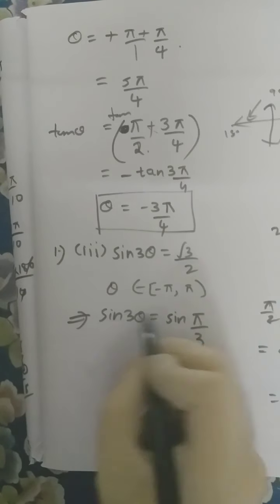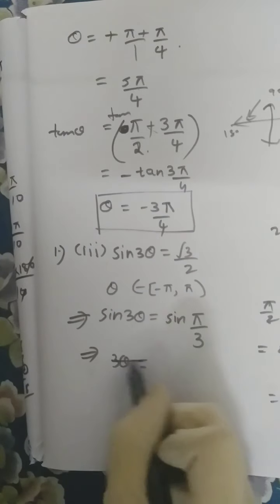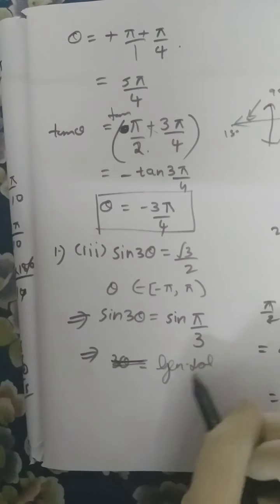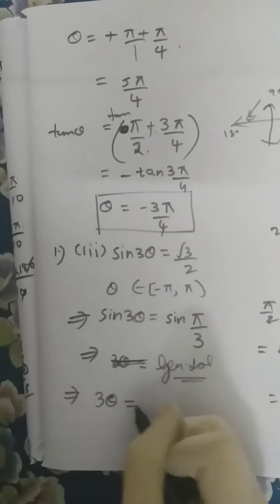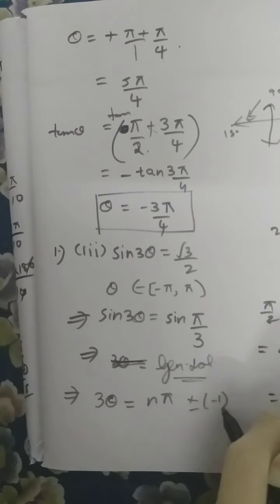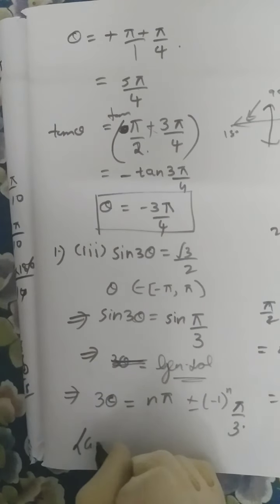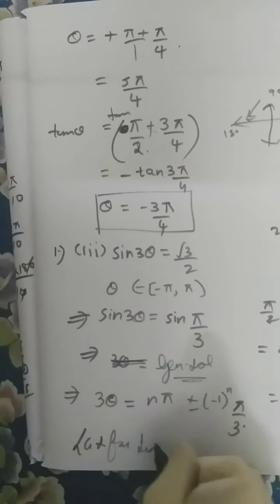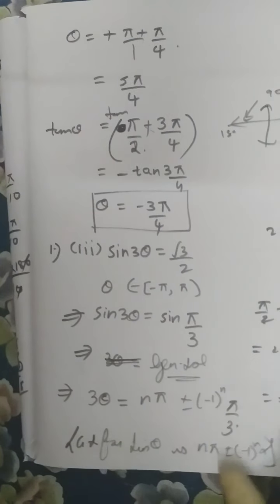Now I can write the general solution of my equation for sine. Remember the general solution formula: here 3 theta is equal to n pi plus minus 1 power n into alpha, where alpha here is pi by 3. The general solution for sine is theta equal to n pi plus minus 1 power n into alpha. Now I can take different values of n, like minus 1, plus 1.